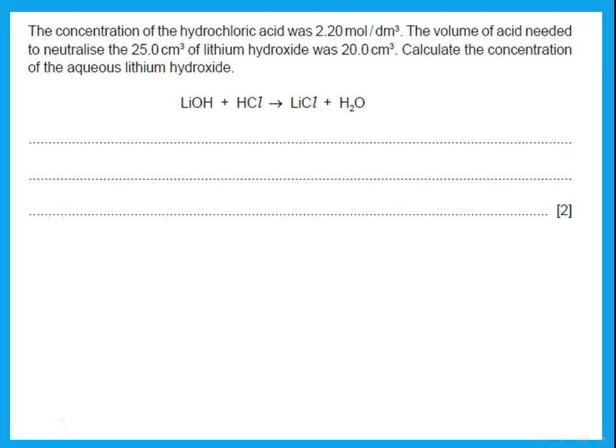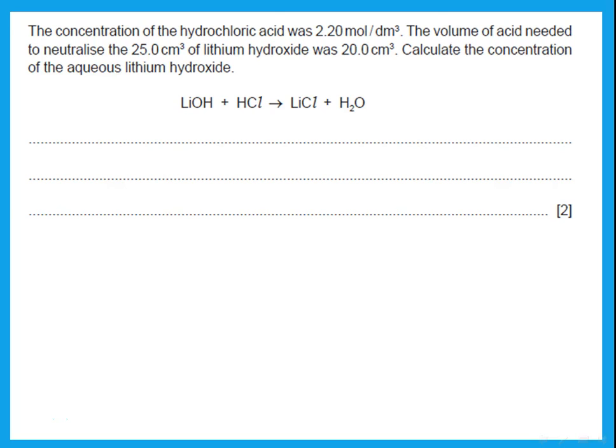Okay, concentration of hydrochloric acid was this. The volume of acid needed to neutralize 25 centimeter cubed of lithium hydroxide was this. Do you understand what's going on here? Because most students get confused. He's giving me the concentration of hydrochloric acid. That's 2.2. Now, what is the volume of hydrochloric acid? The volume of acid needed to neutralize the lithium hydroxide was 20. So the 20 is the volume of the acid. Now calculate the concentration of the lithium hydroxide.